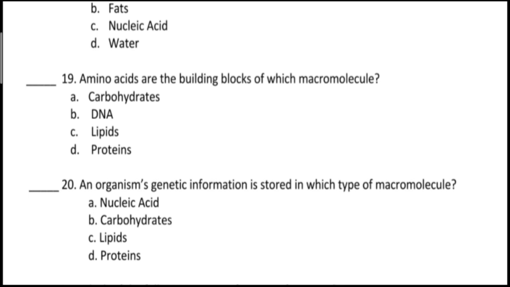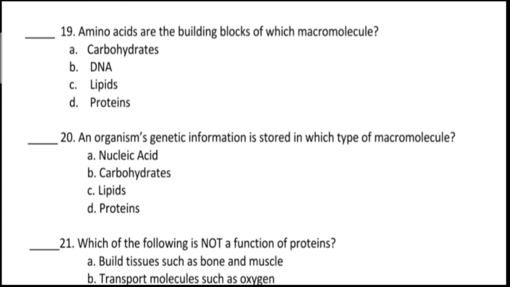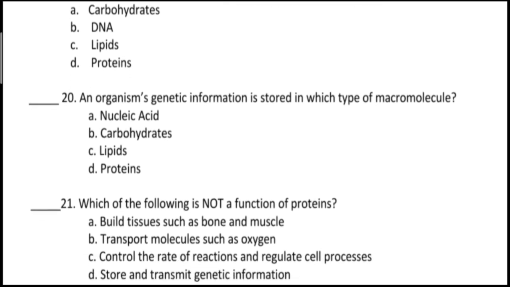Lipids, the building blocks of lipids are fatty acids and glycerol, while the building blocks of nucleic acids are nucleotides. Okay, those are the four macromolecules we have. Next one, an organism's genetic information is stored in which type of macromolecule? Nucleic acid, carbohydrates, lipids, or proteins. So it's in nucleic acids. Okay, the DNA or the genetic information is stored in nucleic acids.